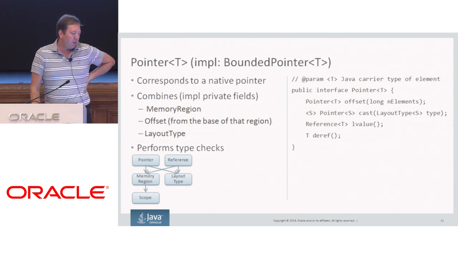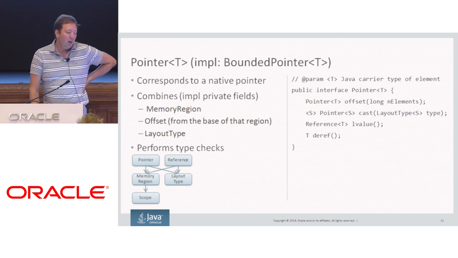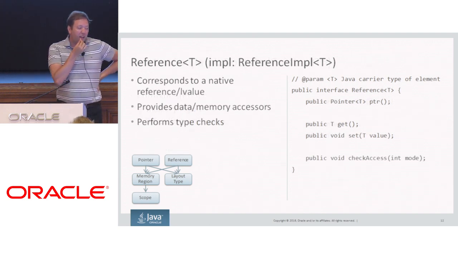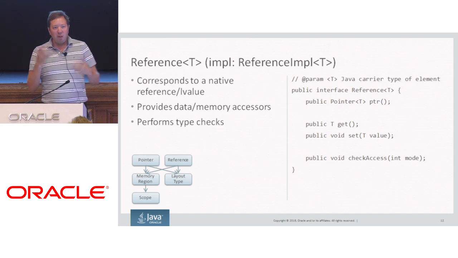You can do the expected things with a pointer, I guess. You can offset it, you can cast it. One thing to notice is that if you offset a pointer, even if you offset a pointer outside of its bounds, that will still work, because you can do the exact same thing in C as well. You can have a pointer which points into some weird memory somewhere, and that's fine, as long as you don't access it.